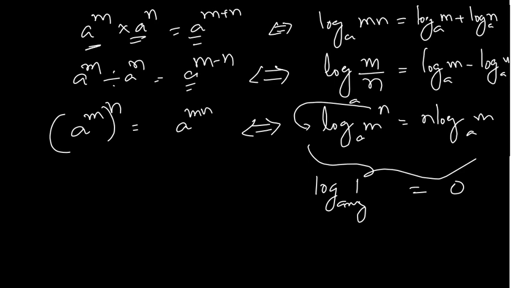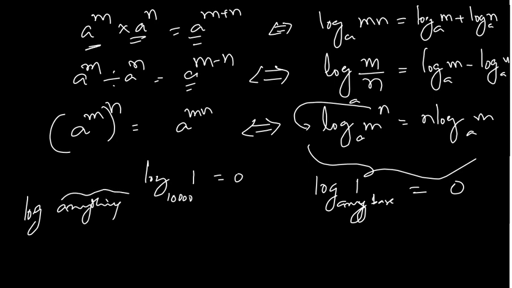Log to base anything, any base, of 1 is 0. Log of 1 to the base anything, 100,000 or whatever, equals 0. This is what we have seen a couple of pages back, right? And log of anything, here anything meaning this should be greater than 0. You cannot have something less than 0. That means for negative numbers we don't have a logarithm.